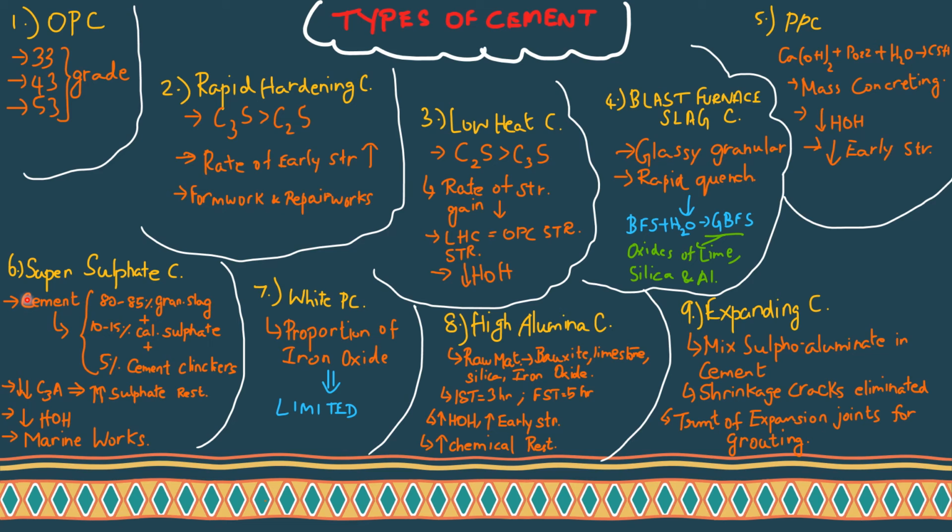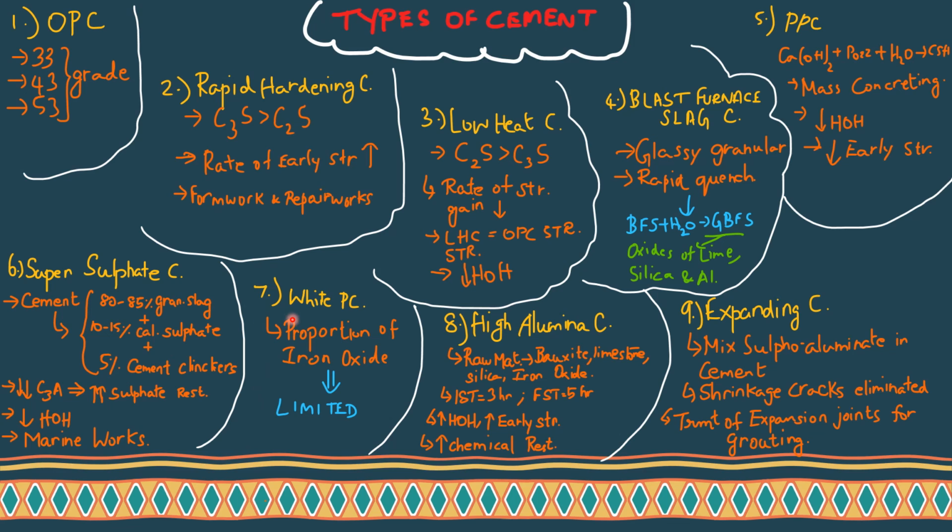Your sixth cement is your supersulfated cement. Here the combination is 80 to 85 percentage of granulated slag, 10 to 15 percentage of calcium sulfate and 5 percentage of cement clinker. Here lowering the C3A tends to increase the sulfate resistance of the cement, and it has low heat of hydration, preferably used for marine work constructions.